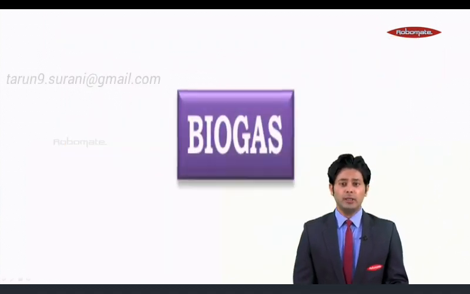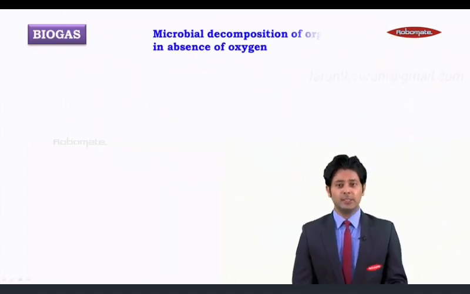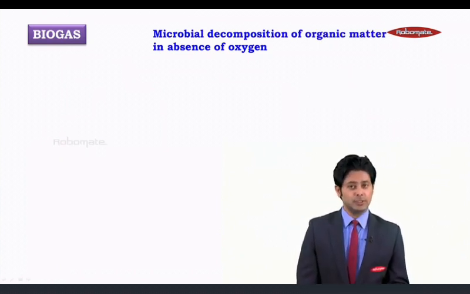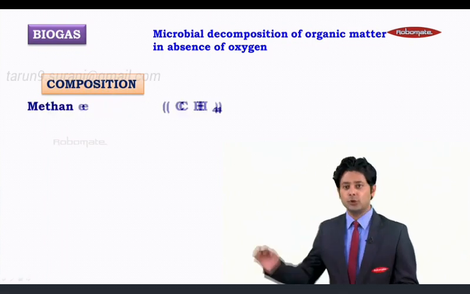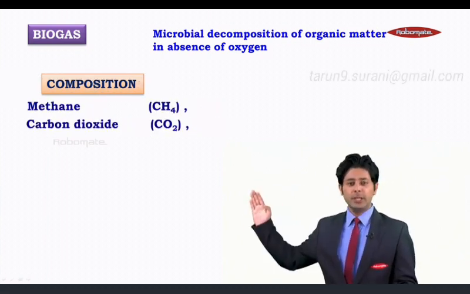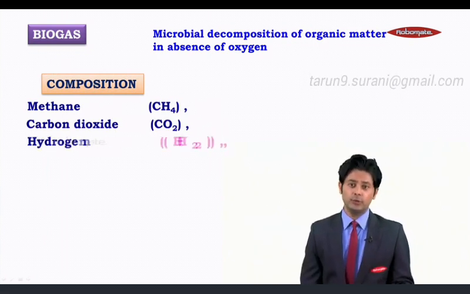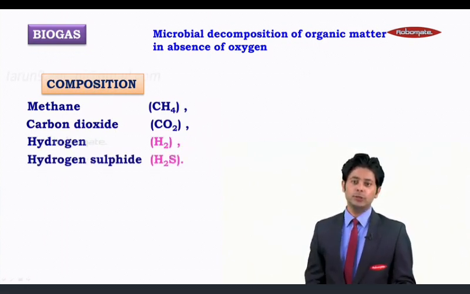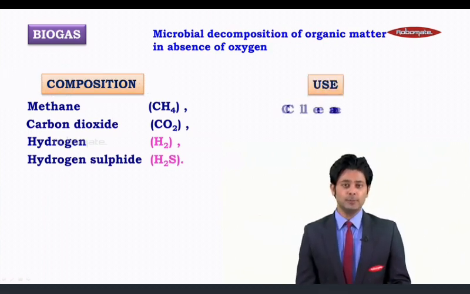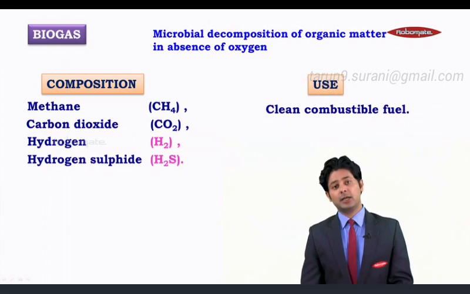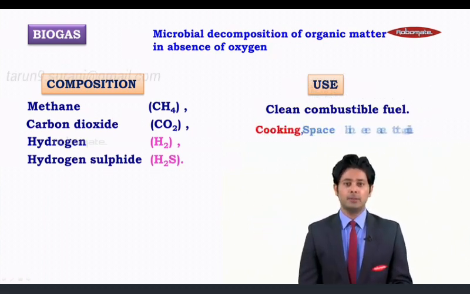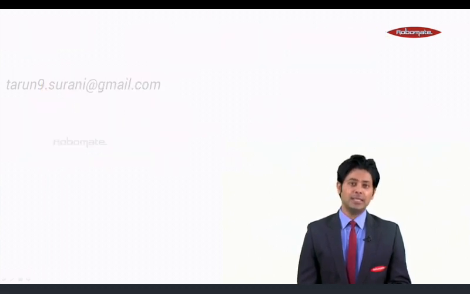Now talking about the biogas further, it is a product of the microbial decomposition of organic matter in the absence of oxygen. It consists of methane, molecular formula CH4, next is carbon dioxide, molecular formula CO2, hydrogen H2 and hydrogen sulfide H2S. Talking about its use, it is used as a clean combustible fuel. It is used for cooking, space heating and lighting.